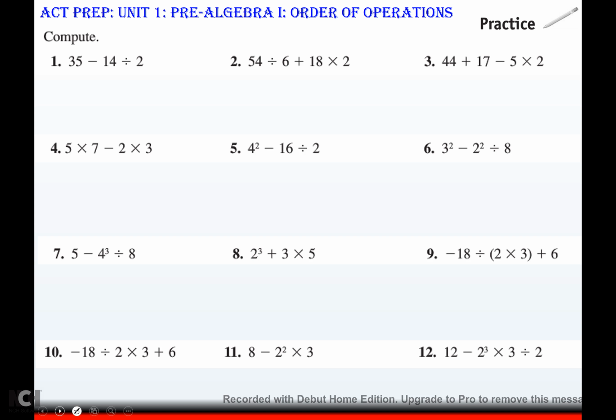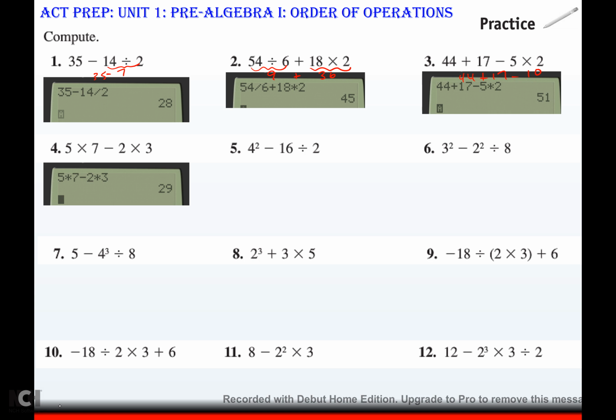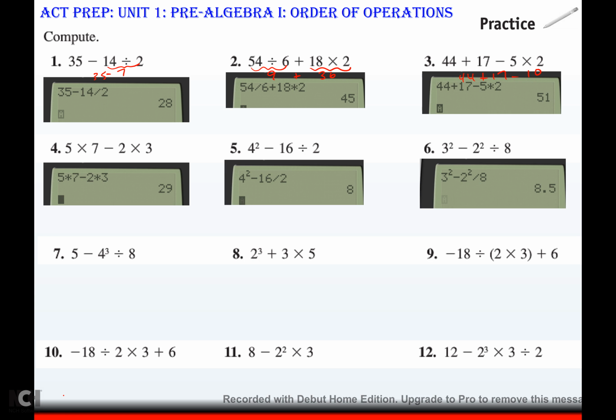Alright, so if you do these ones, again, by hand, you would have to do divide first, and 35 minus 7, and you get 28. You would divide here, that's 9, multiply here, that's 36, and then add, and you get 45. You'd have to multiply first, that's 10, 44 plus 17 minus 10, and you get 51. Again, you can just type them in. Just make sure you type it exactly the way it's written. If they've got parentheses, you use parentheses. Okay?